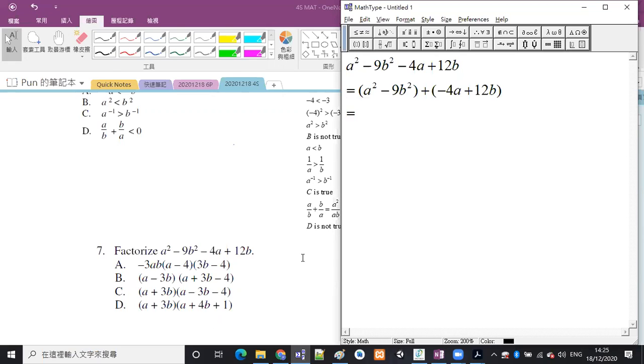The next step you need to do is to try your best to factorize each group. In the first group, you have a squared minus 9b squared. So obviously, you're going to use the identity of x squared minus y squared becomes x plus y times x minus y, where the x is a and the y is 3b, right? A plus 3b, a minus 3b, okay? And then we take out the common factor from the second group. So minus 4a plus 12b. We have a common factor of 4. Just take out the 4 and we have negative a and then plus 3b.